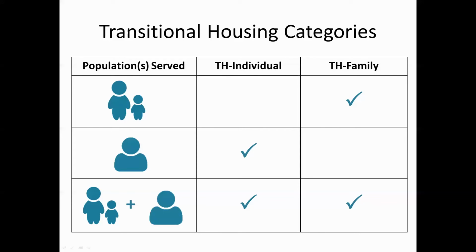If you are a transitional housing project that served only families during the reporting period, your data should only be in the TH family category. If you are a transitional housing project that served only individuals, your data should only be in the TH individual category. Transitional housing projects that serve both individuals and families will have their clients' data split into the 2 appropriate categories.